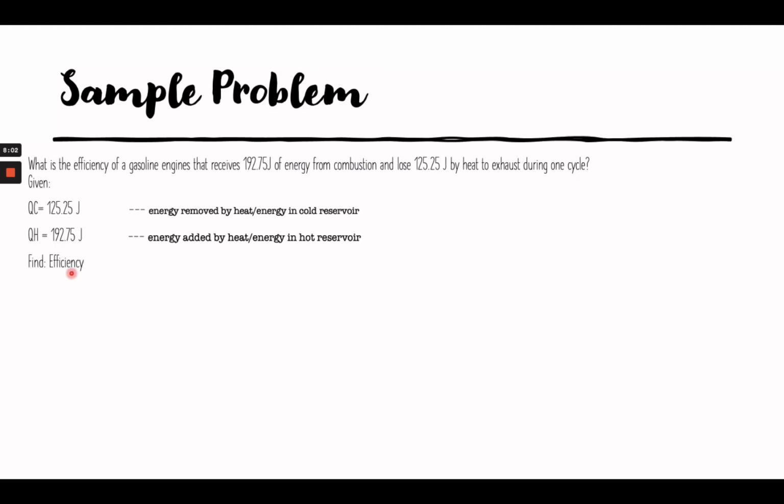Now what we're looking for is the efficiency of that engine. And to solve that, our solution is 1 minus QC over QH times 100%. Now remember, we already have the necessary given to solve the problem. Let's substitute: 1 minus 125.25 joules over 192.75 joules times 100. That would actually give us an efficiency of 0.35 or 35%.